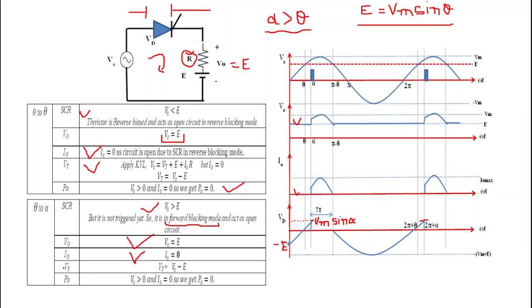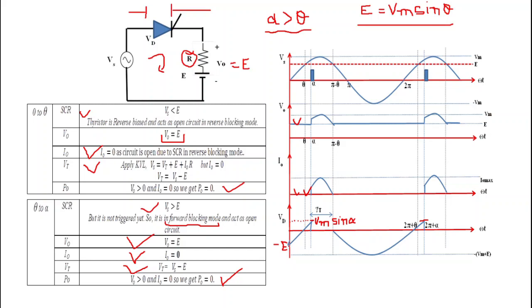Now what is the thyristor voltage? Again, if we apply KVL in this loop, the thyristor is open circuited, and that's why we get Vt is equal to Vs minus E. And what is the output power P naught? To get the output power P naught, we simply multiply V naught into I naught, and here we can see that from theta to alpha, V naught is greater than 0, I naught is equal to 0. That's why we get P naught is equal to 0.